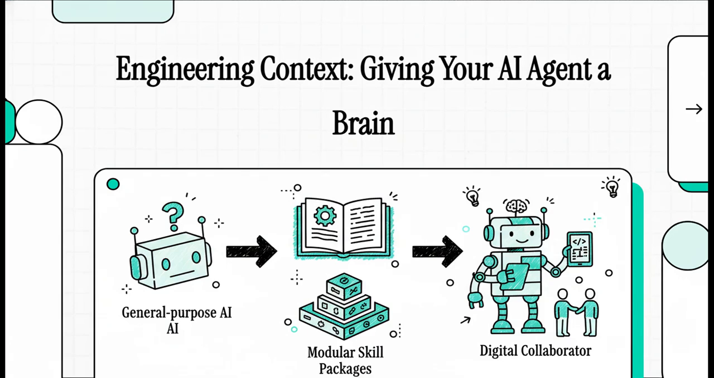So let's dive into a really fascinating question in engineering today. How do we give an AI agent, well, a brain? We're not just talking about an AI that can spit out a sonnet. We're talking about something that can actually take on a complex project. How do we give it the context it needs to be a real collaborator?